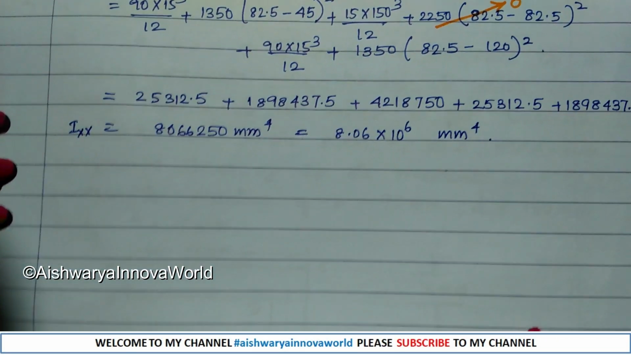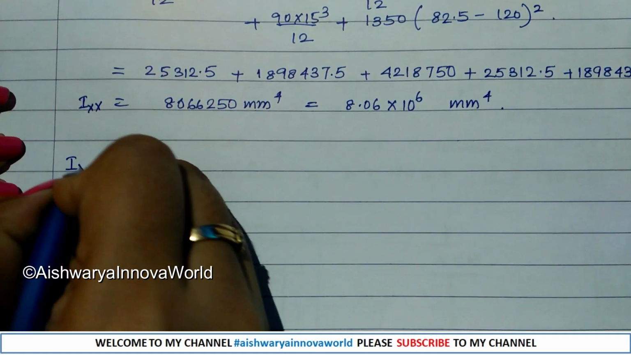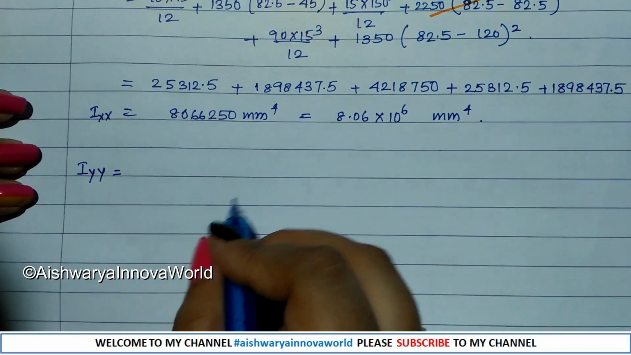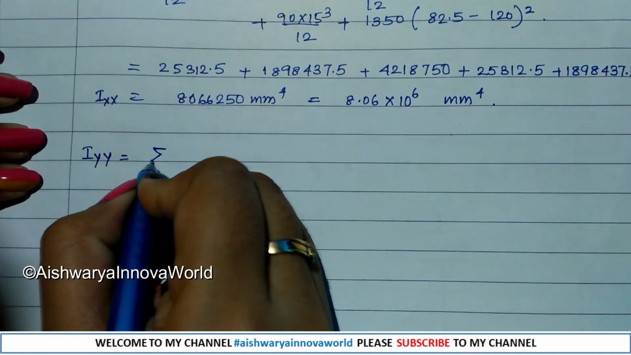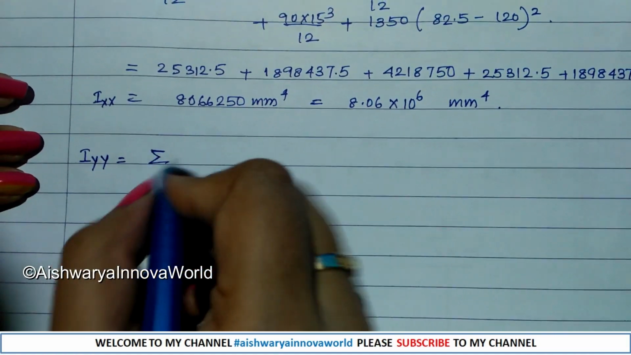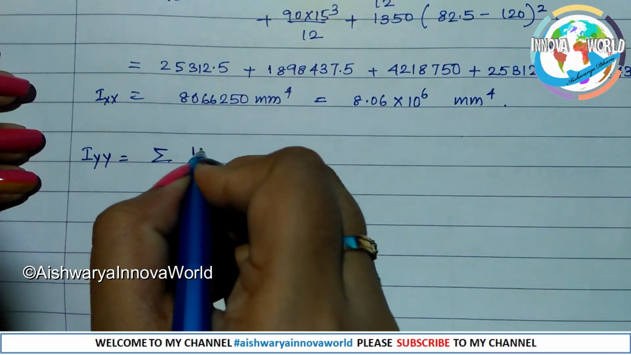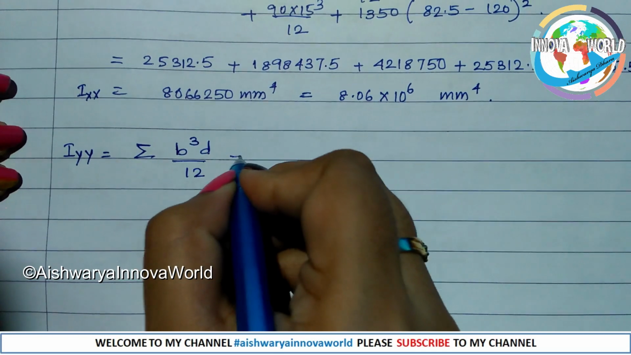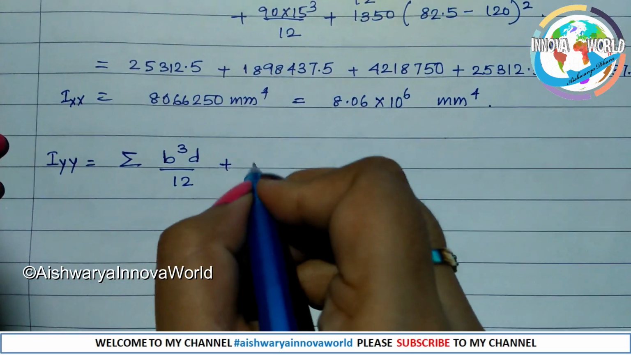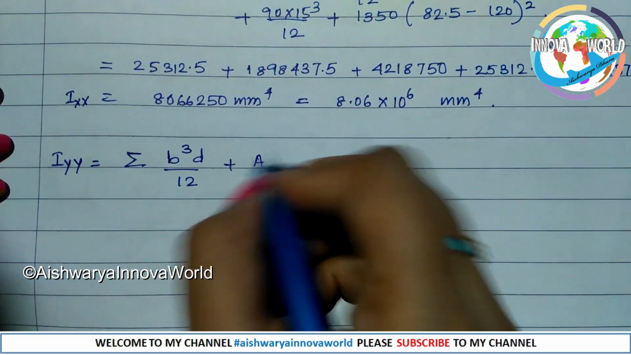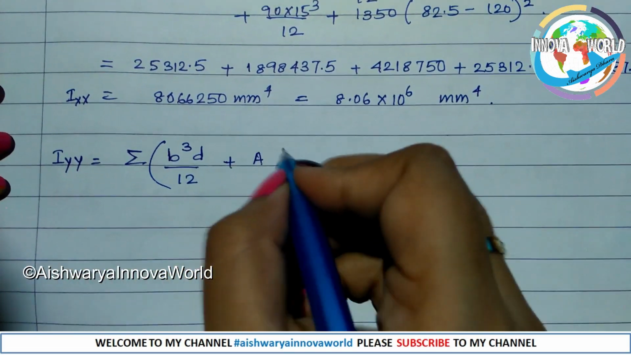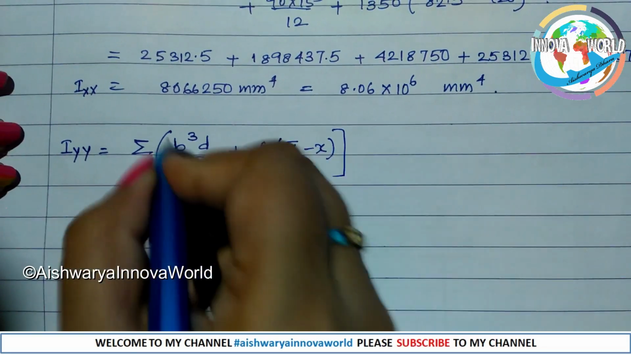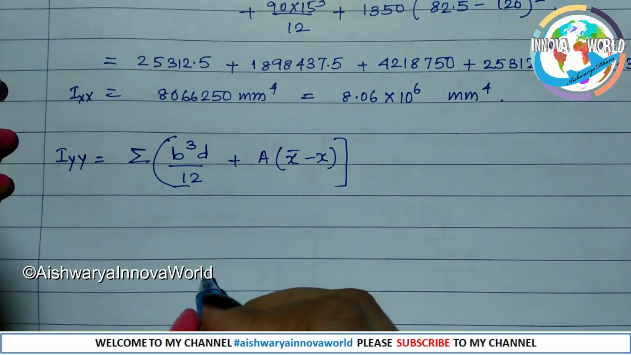Similarly, you also have to find Iyy. Now for Iyy, what is the basic formula? Here we have three segments. This is the formula: B cube D by 12 plus A sigma of (x bar minus x). This is the formula for Iyy.